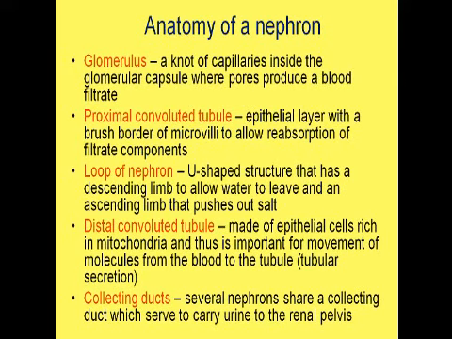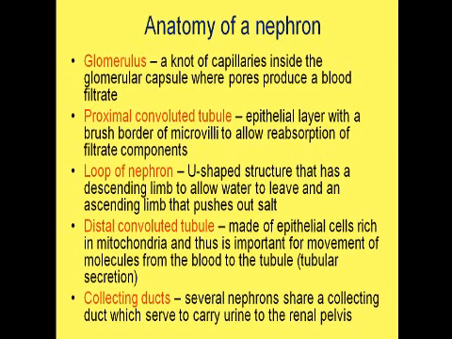Okay, then the first part of the nephron after the glomerulus is this proximal convoluted tubule, which we just call PCT. So it's got epithelial tissue, it has microvilli in it, and we're going to absorb things that are found in the filtrate that we don't want to go into the urine.